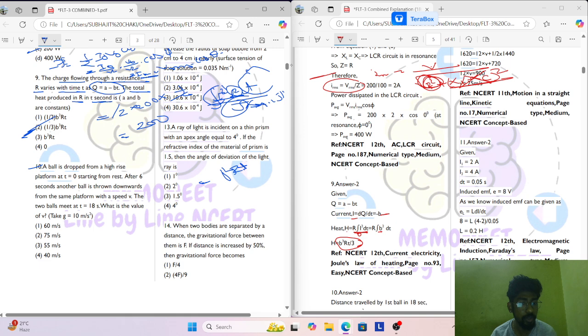A ball is dropped from a high-rise platform at t equals 0, starting from rest. After 6 seconds, another ball is thrown downwards from the same platform with speed v. The two balls meet at t equals 18 seconds. What is the value of v?